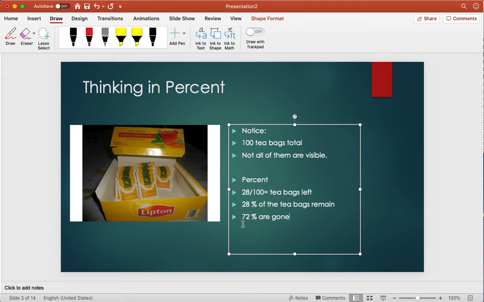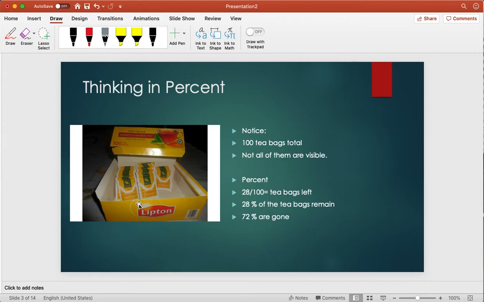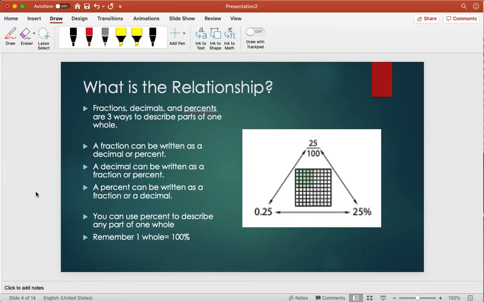The reason I know 72% are gone is because I have 28% left, right? So if 28% is left, then 72 out of the 100 have already been used up. All right, so it's looking at images and starting to think of, well, what does this represent? What is this? How does this relate to percent? And speaking of relating, we kind of have done this already, but then really, what is the relationship?